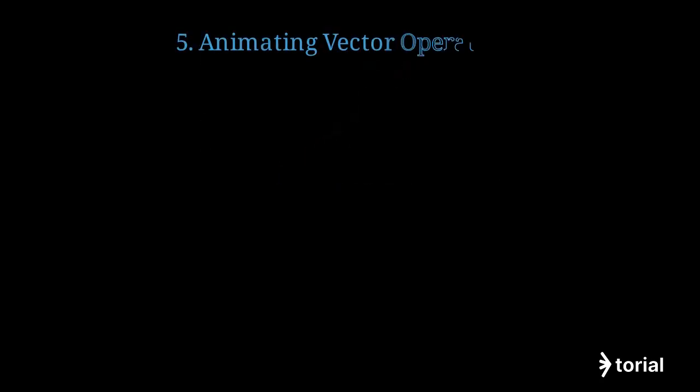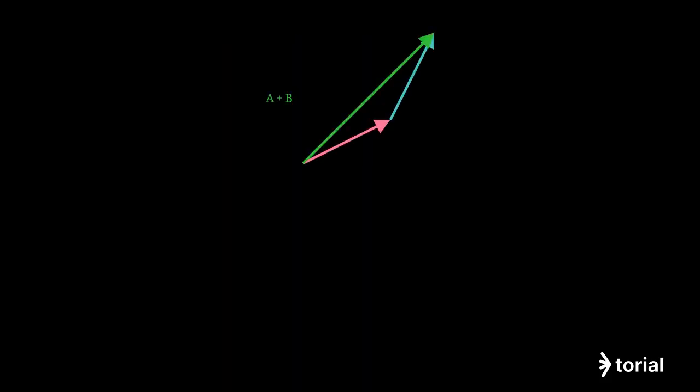Vector mathematics becomes much clearer with visual animations showing operations in space. Here are 2 vectors, A in pink and B in blue, starting from the origin. Vector addition places the tail of B at the head of A, and the sum is the vector from the origin to the final point.